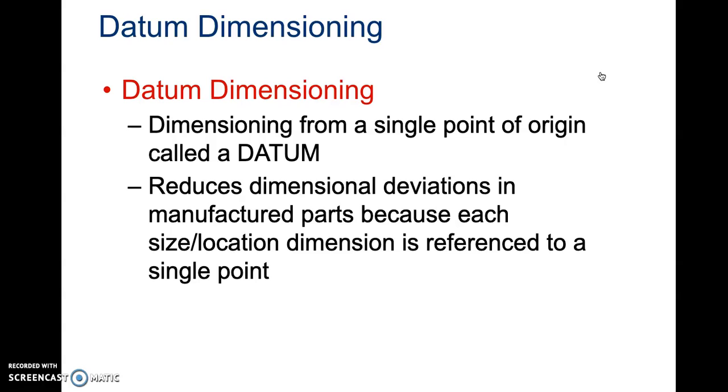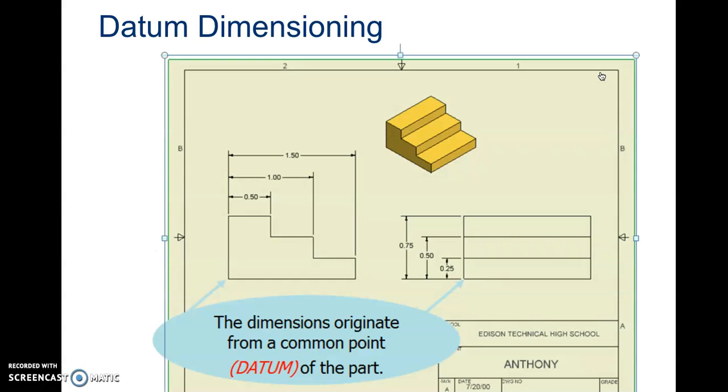The second type is datum dimensioning. So dimensioning from a single point of origin is called datum dimensioning. It reduces dimensional deviations in manufactured parts because each size or location dimension is referenced to a single point. So we commonly use the lower left point as our kind of starting point, and then every piece is dimensioned from that leftmost edge or from the bottommost edge.